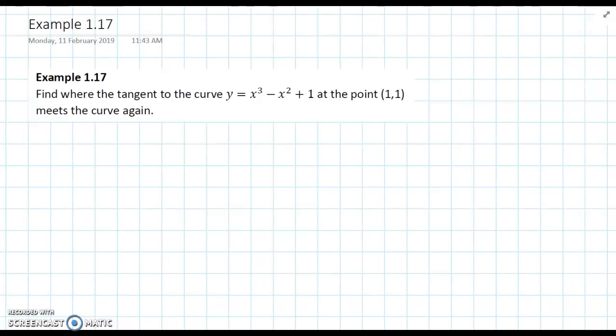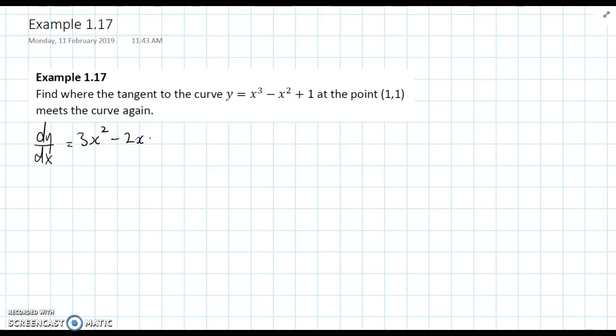Second example for 3a is looking at extending from example 1.16. This time we need to find where that curve is going to meet the tangent for a second time. So to do this we need to firstly derive the function. We've got dy on dx would be equal to 3x squared take 2x.